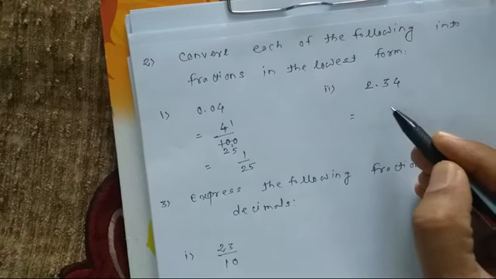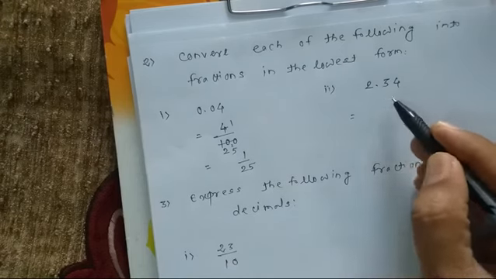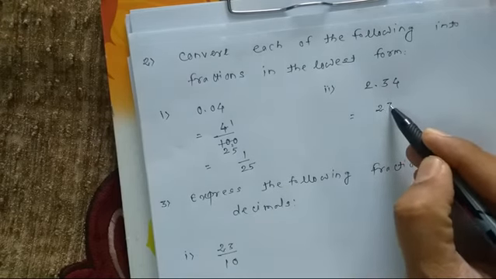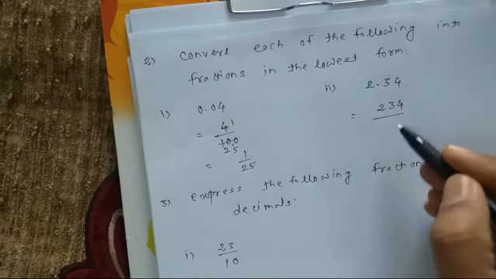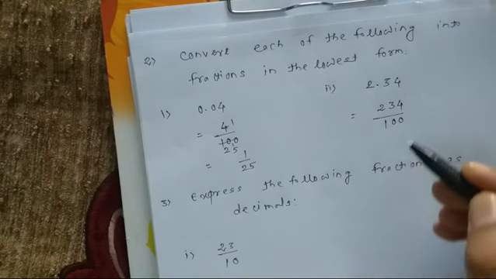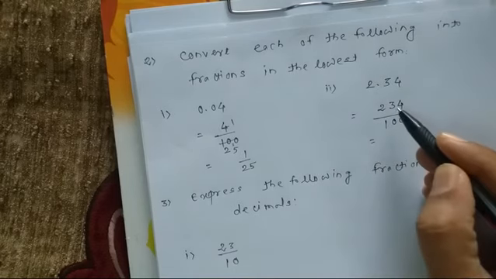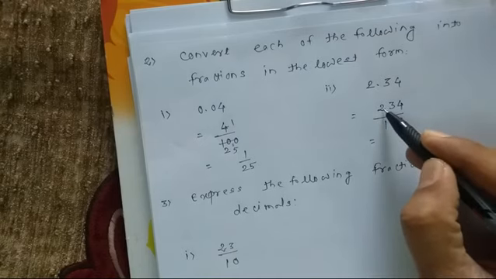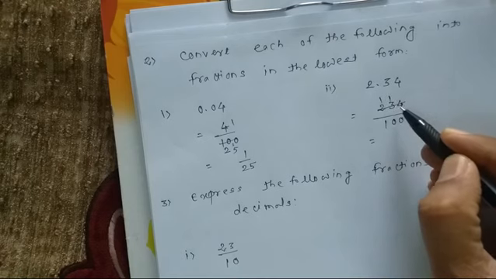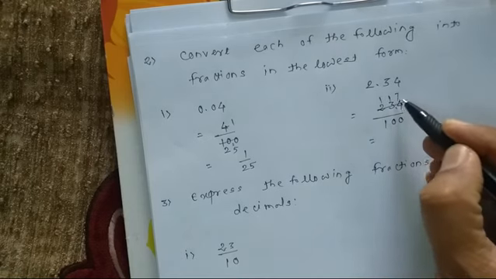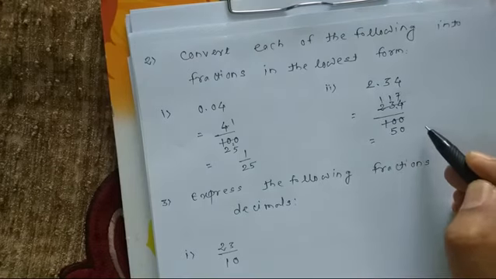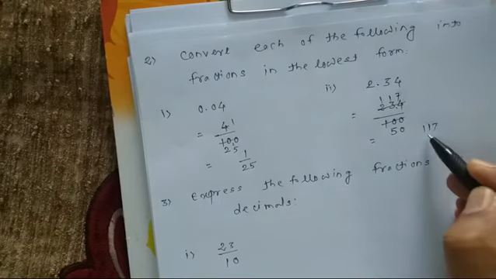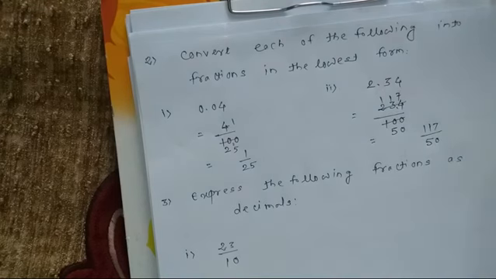Next number is 2.34. Since there are two decimal places, we have to write the number by ignoring the decimal in the numerator, and there are two decimal places, that's why we have to give two zeros in front of 1. Now we want to convert this fraction into lowest form, so we have to remove the common factor. The common factor is 2. 2 ones are 2, 2 ones are 2, remainder is 1, 2 sevens are 14, 2 fives are 10, 0 as it is. Means its lowest form is 117 upon 50.